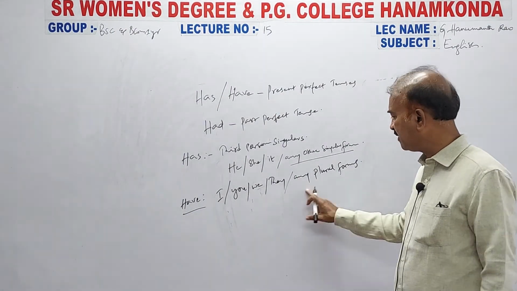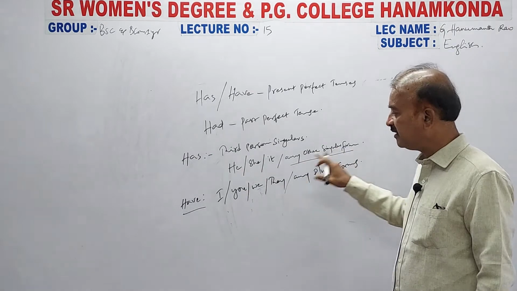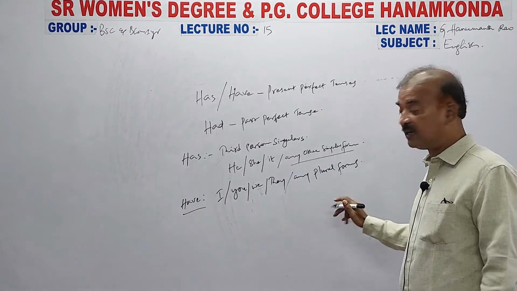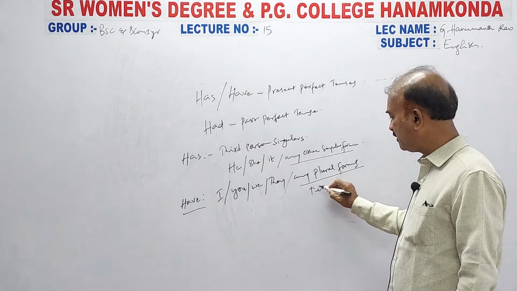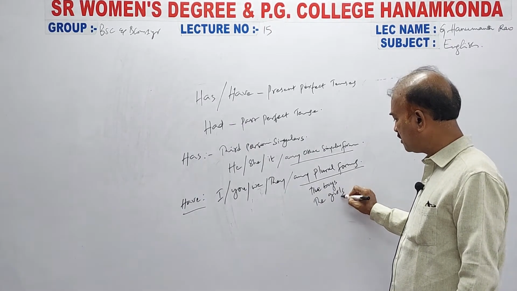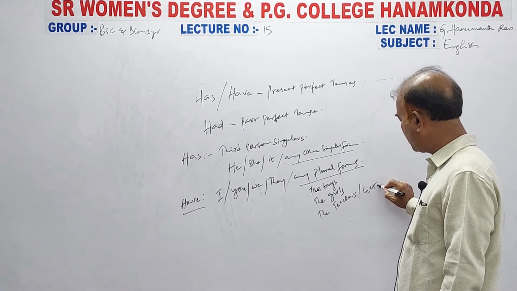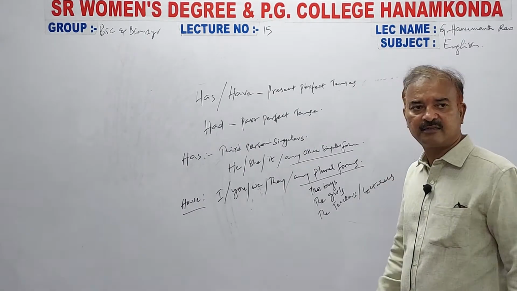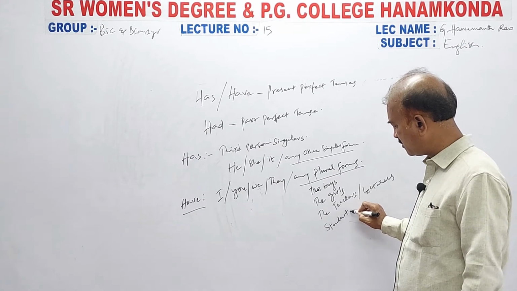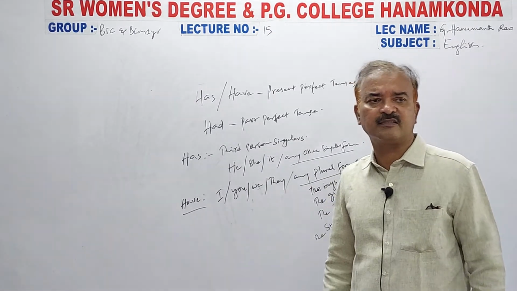Check this one. Here, has can be used for he, she, it, and any other singular form. And check this one. Have can be used for I, you, we, they, and for any plural forms. And what are those any plural forms? For example, the boys, the girls, the teachers, lecturers, students, right? The students, all these things are possible.